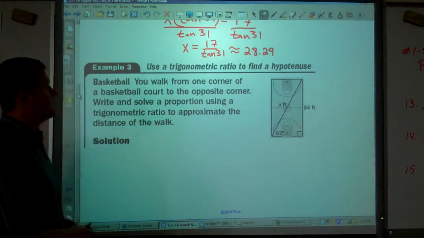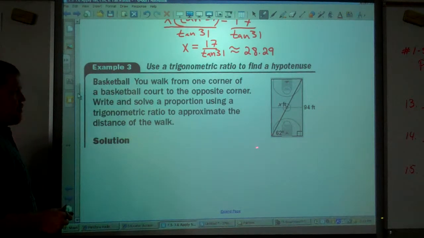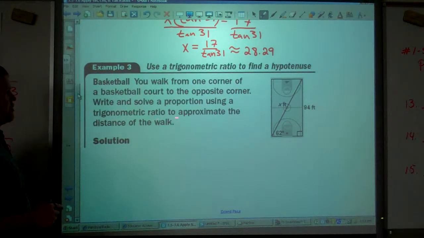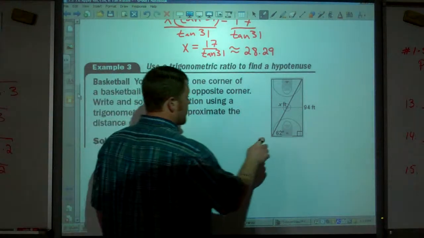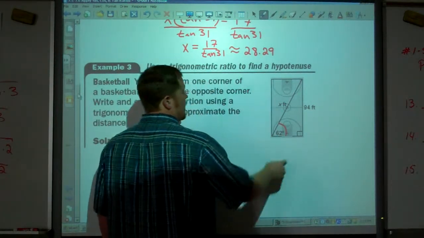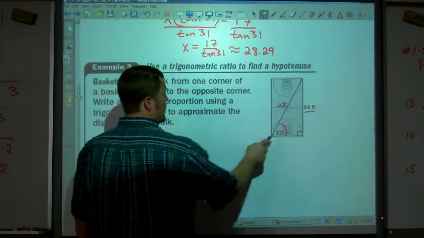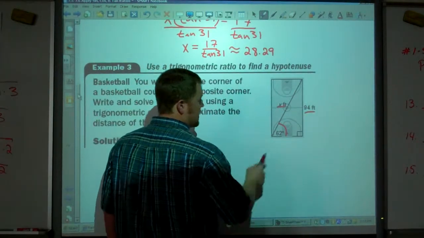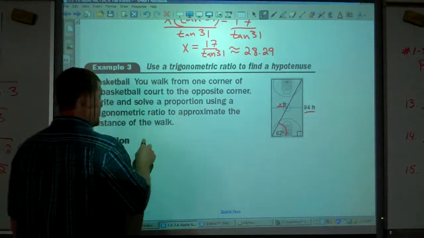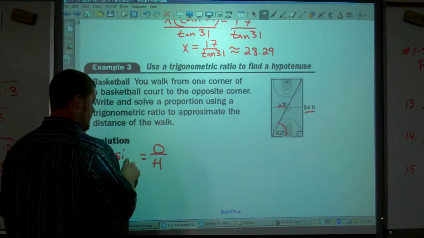Second example here. You walk from one corner of a basketball court to the opposite corner. Solve the proportion using a trigonometric ratio to approximate the distance of the walk. We have this angle measure here. Where are the sides in relation to our angle? That side is opposite, and this side is the hypotenuse. So we have opposite and hypotenuse, which is the sine.